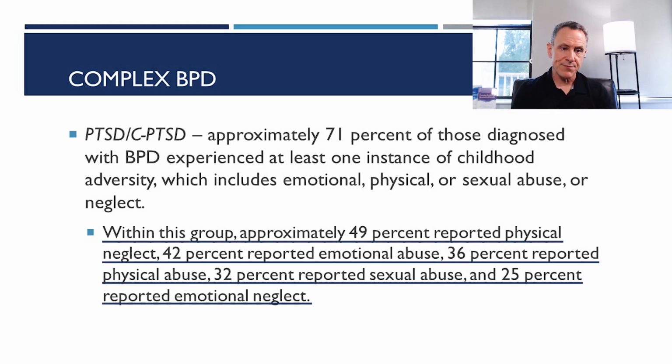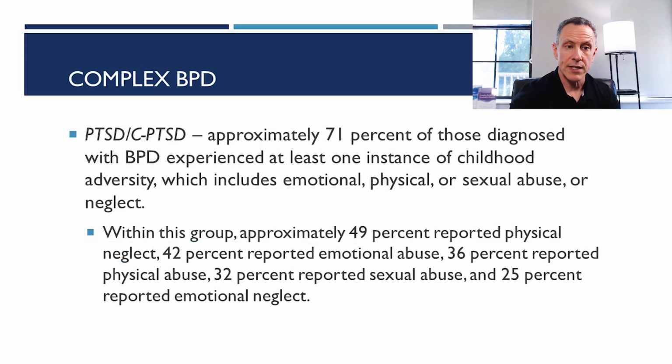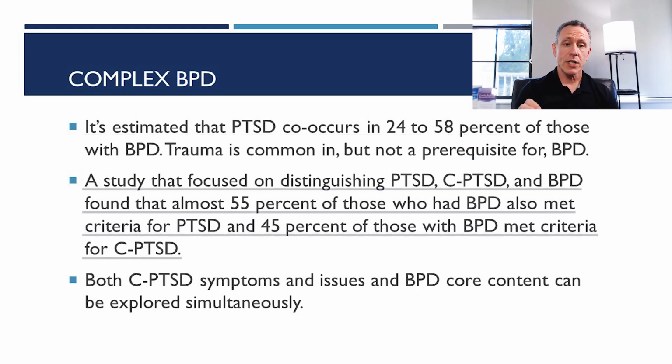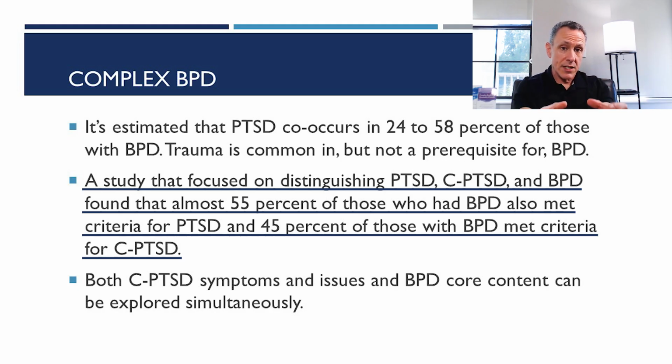And when we break it down, we see that 49% report physical neglect, 42% report emotional abuse, 36% report physical abuse, 32% sexual abuse, and 25% report emotional neglect. So it's estimated PTSD co-occurs in about 24 to 58% of those with BPD. Trauma is common, but it's not a prerequisite for BPD. And it's important because a lot of people believe, oh, they must have trauma in their past. Not everybody does.